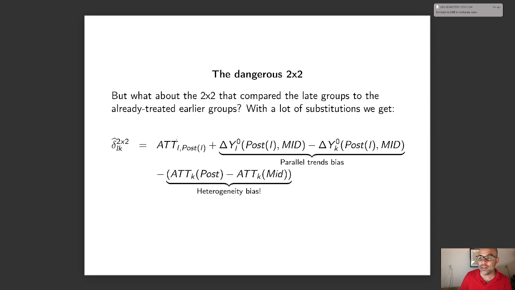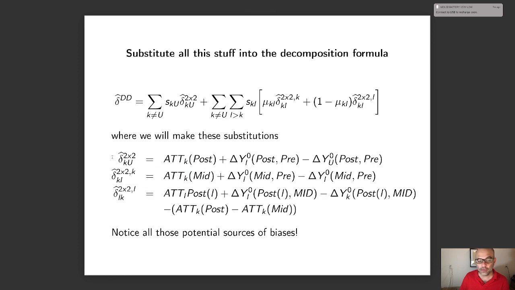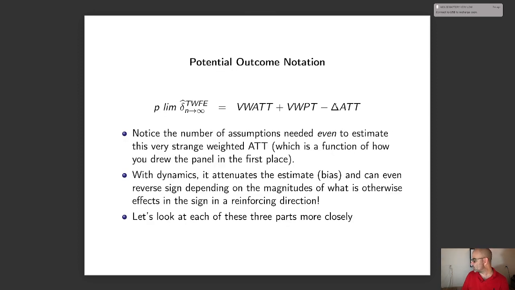So when you do the treated compared to the already treated, you get three terms. You get a causal term, you get a parallel trends bias, and then you get negative heterogeneity bias. So you got a positive weight, you got a negative weight. You combine all three: you got KU here, put that there. You got KL right there, put that there. And you got LK right here, that should be LK, put that there. And we combine the terms and we get this. Two-way fixed effects estimates a parameter that is the sum of three terms.